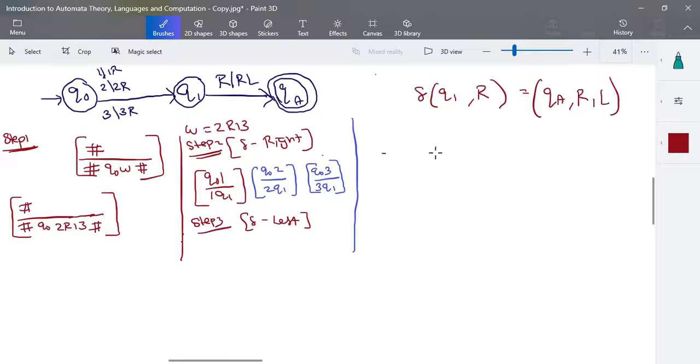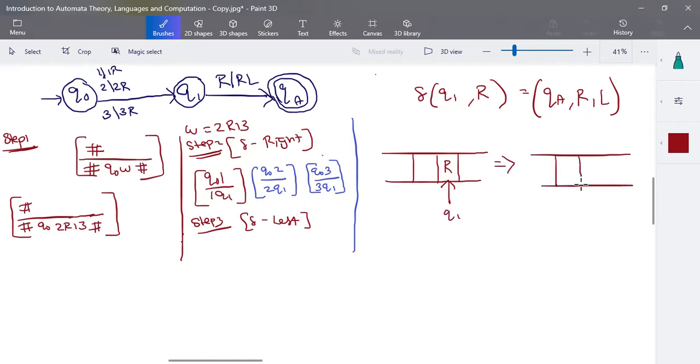So how are you going to draw a tape structure for it? You have an R here and Q0 here. Sorry, Q1 here. After transition, this R will remain as it is. We are making one left side move to Q accepting state.